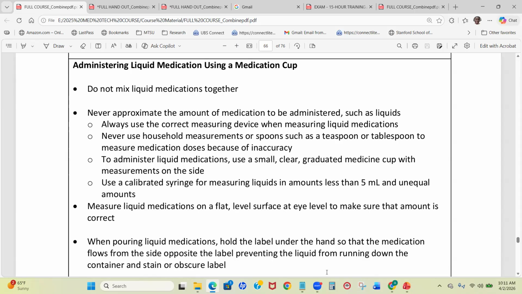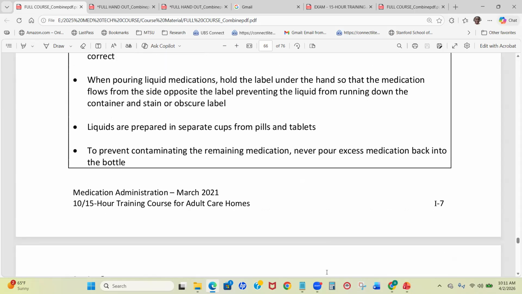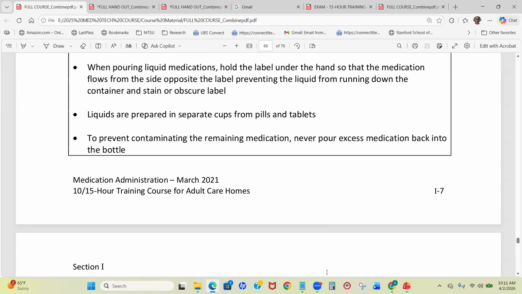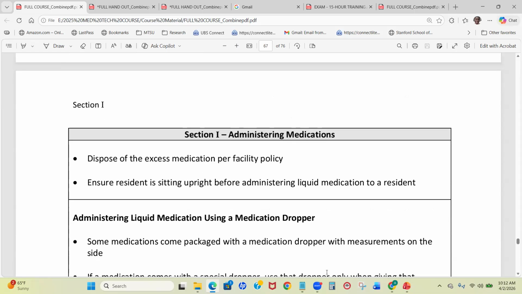So use the calibrated syringe for measuring liquids in amounts of 5 ml. Make sure it's on a flat surface, at eye level. Don't use the regular spoons that are in the kitchen of the facility to pour medication. Say, oh, they said teaspoon, so let me go grab the teaspoon in the kitchen. That is not the teaspoon that came with the medicine bottle. Don't do that. So liquids are prepared in separate cups from pills. You pour the tablets in one medicine cup, and liquids in another medicine cup, or use the special syringes that came with it to measure.